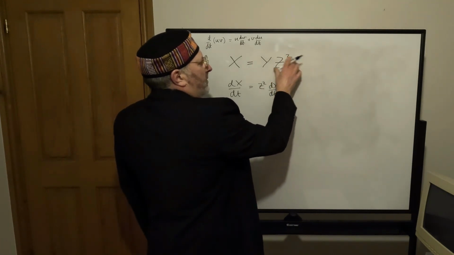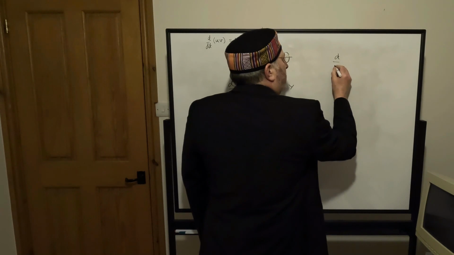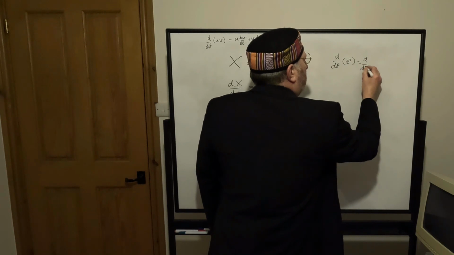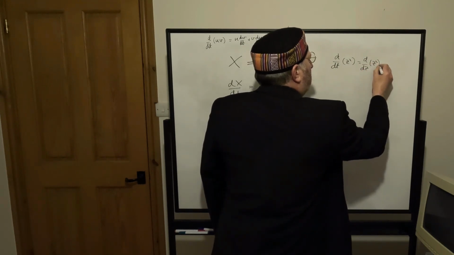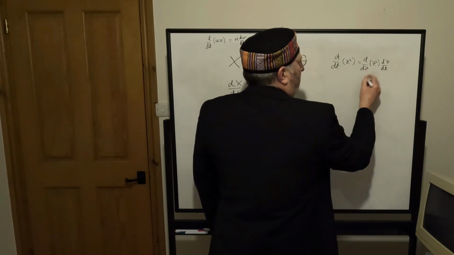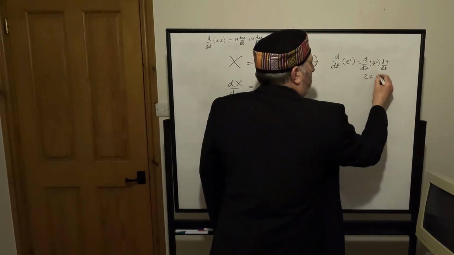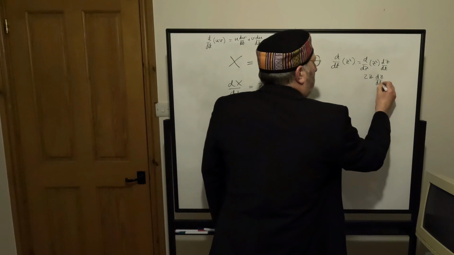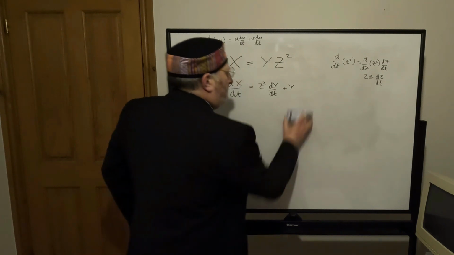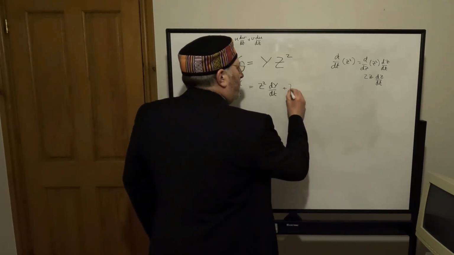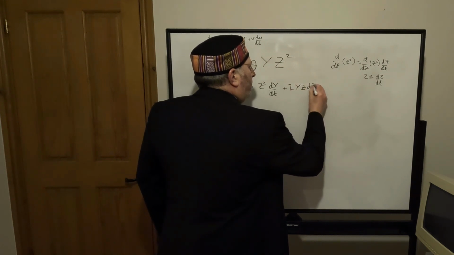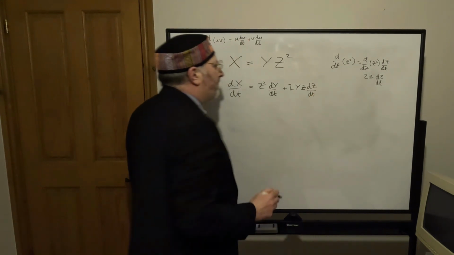We're differentiating this with respect to time. d by dt of z squared is equal to d by dz of z squared times dz by dt. And d by dz of z squared, we should definitely know, is 2z. So d by dt of z squared is 2z dz by dt. So let's put the 2 there, 2yz dz by dt.